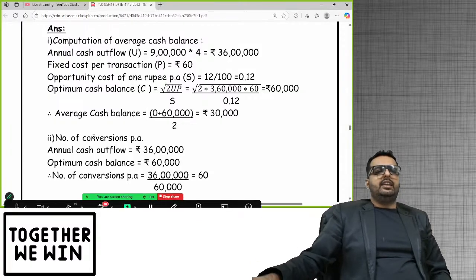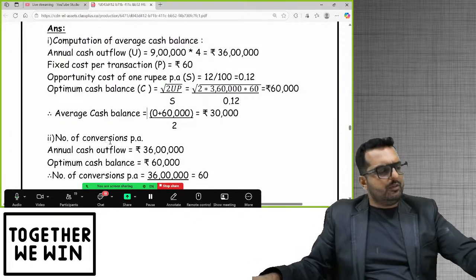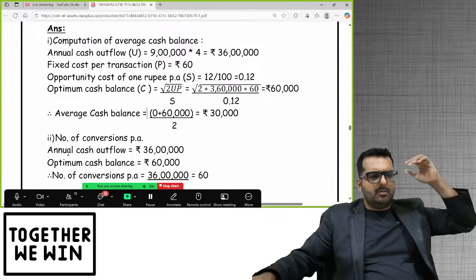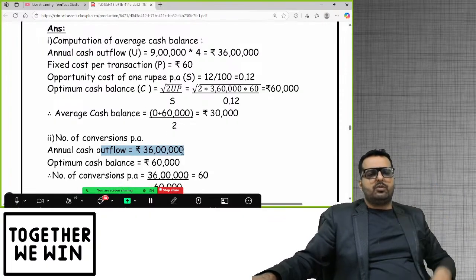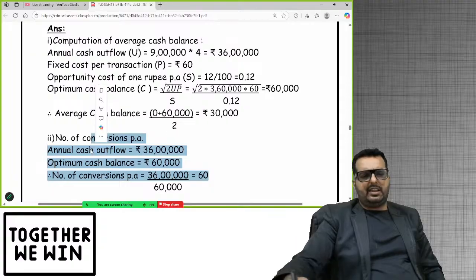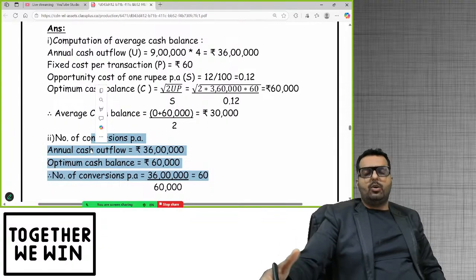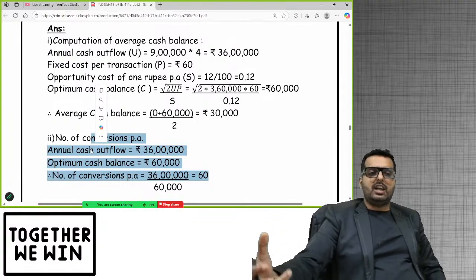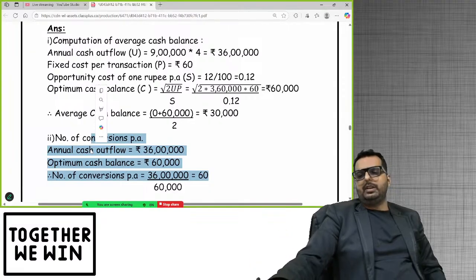All right. Then they'll find out the number of conversions over here. Okay. Can you tell me what is the number of conversions? Annual cash flow 36 lakhs. Your ideal cash balance should be 60,000. So in 1 year, you are supposed to convert this 60 times. You have to withdraw money at 60,000 60 times. Then only it will touch 36 lakh rupees.